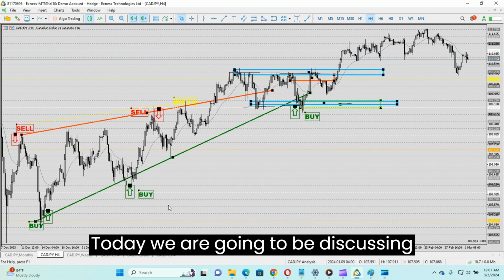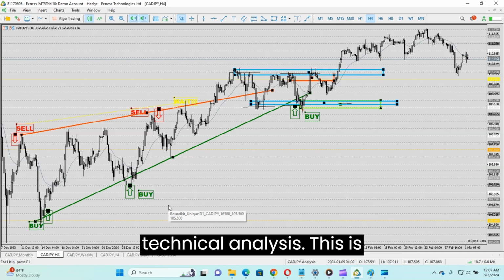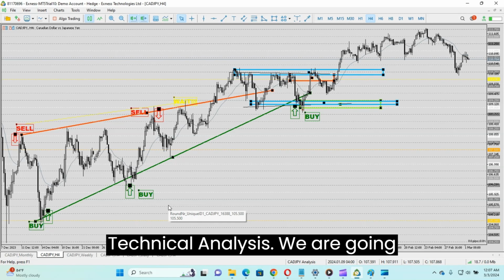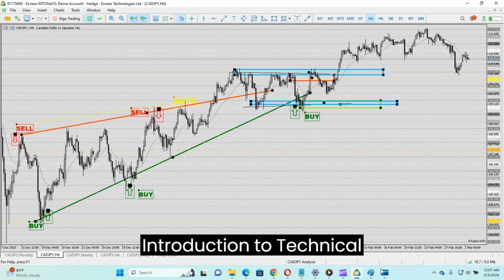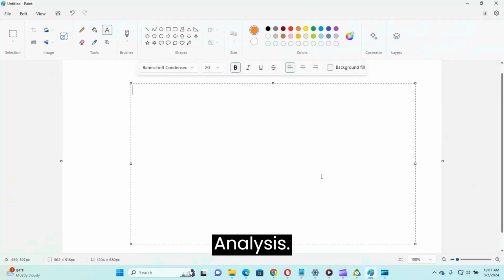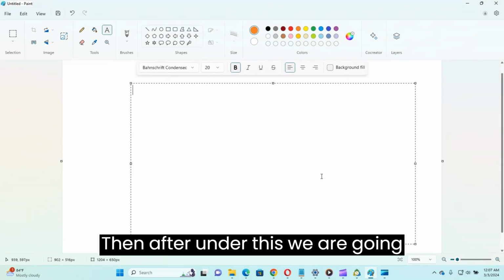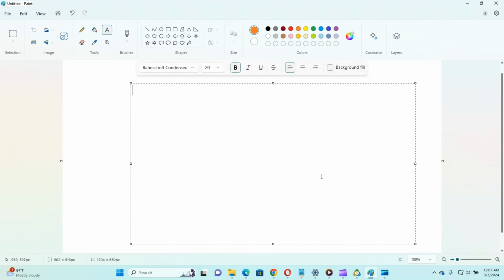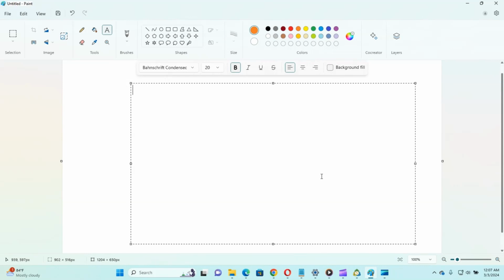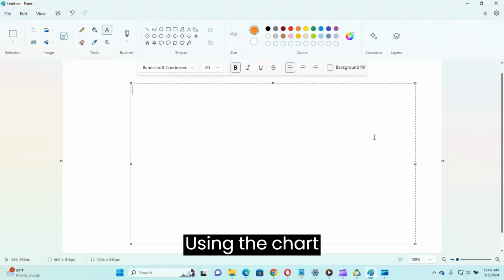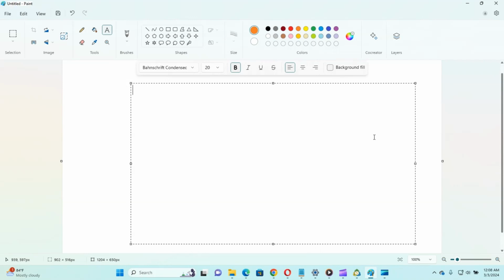Today we are going to be discussing technical analysis. This is part of the full course on technical analysis. We are going to be looking at the introduction to technical analysis. Then after, under this, we are going to discuss an overview of technical analysis using the chart, precisely CADJPY.